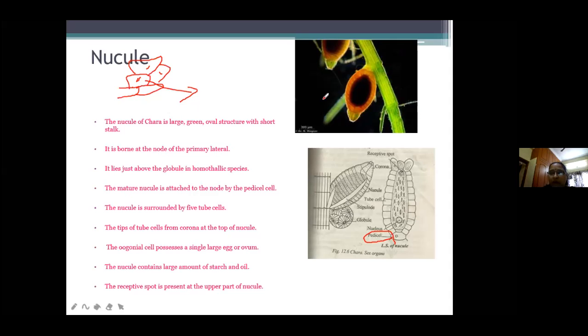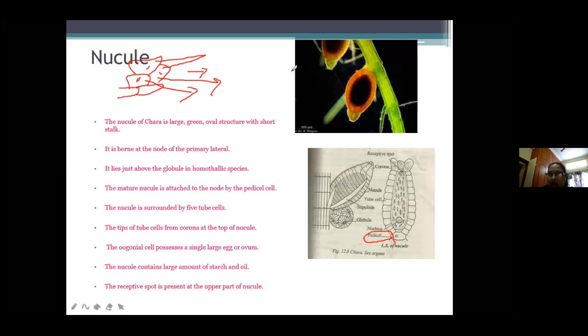Okay, the upper cells form the oogonia. These 2 are the upper cells. They take part in the development of the oogonia. Next, the middle cell and its vertical divisions. After these 2, in between there is a middle cell. This part is the middle one.